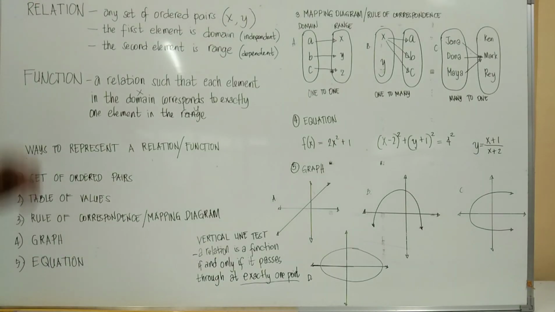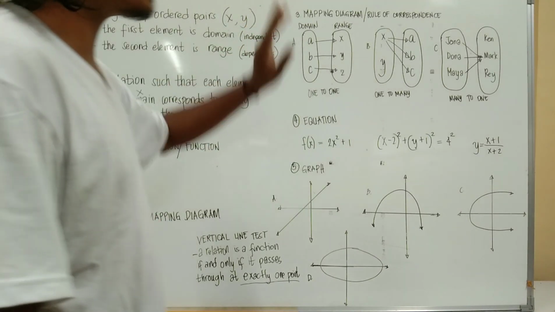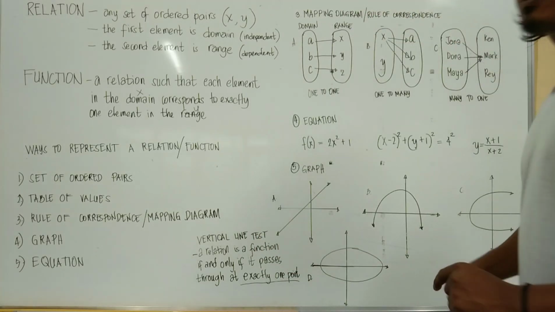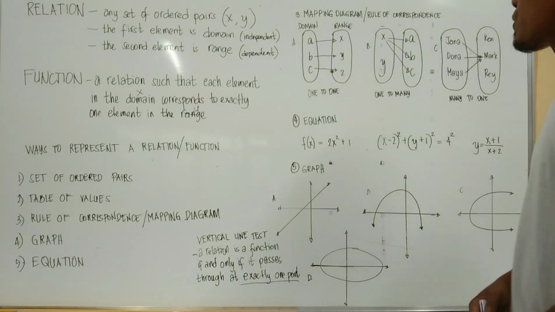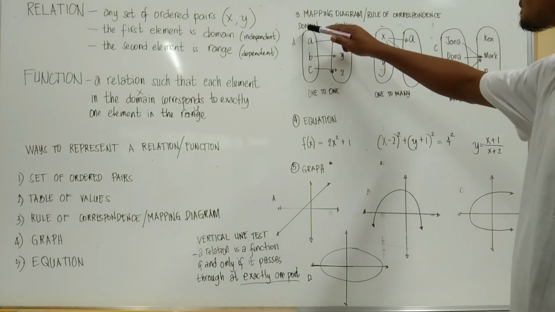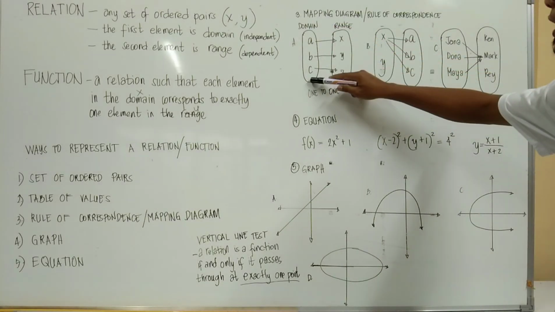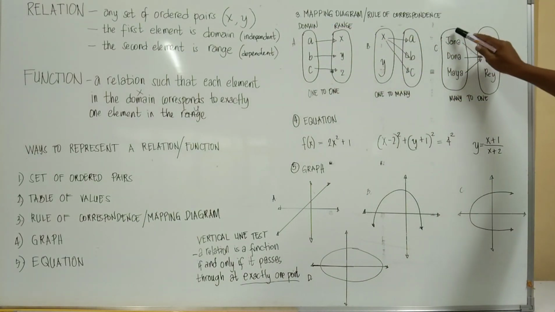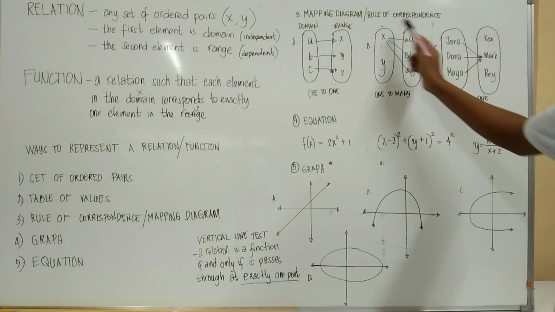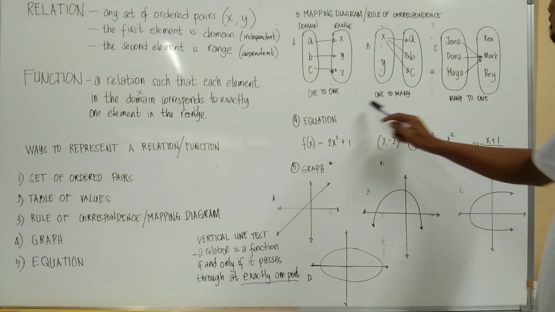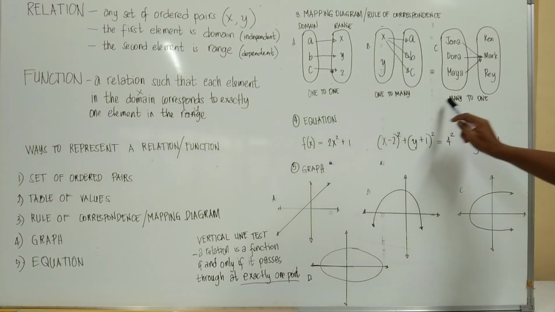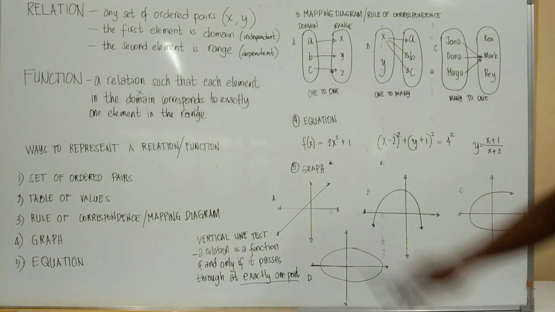Continue our lesson on the ways to represent your function as well as your relations. So let us proceed to number 3, the mapping diagram or the rule of correspondence. The first elements are the domain. So we have first elements of A, B, and C. And we have the rule of correspondence below. So we have 1 to 1, 1 to many, and many to 1.